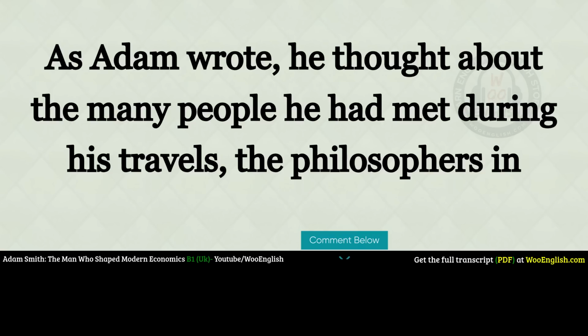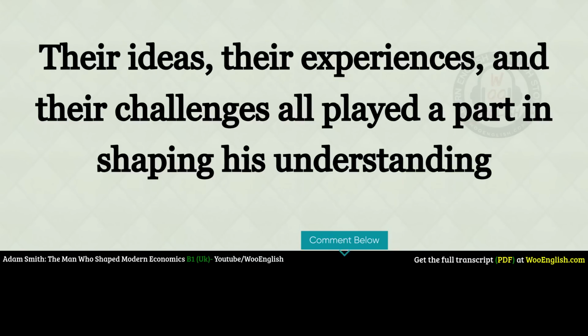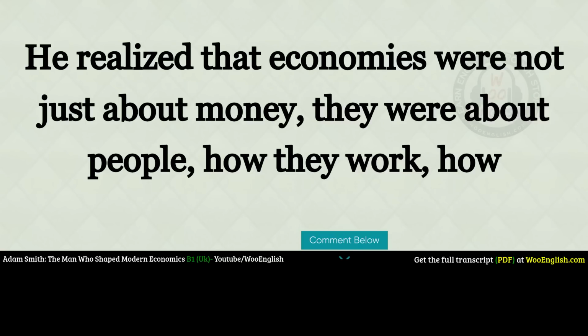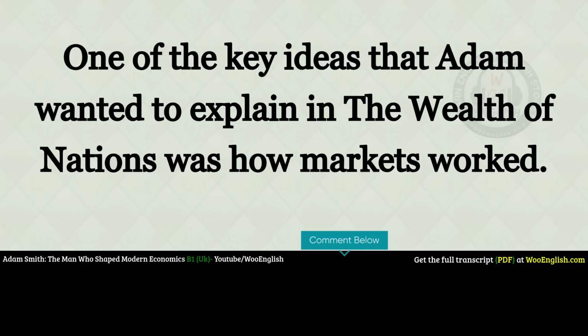As Adam wrote, he thought about the many people he had met during his travels, the philosophers in France, the political thinkers in Switzerland, and the merchants in Italy. Their ideas, their experiences, and their challenges all played a part in shaping his understanding of economics. He realized that economies were not just about money, they were about people, how they work, how they trade, how they live their lives.